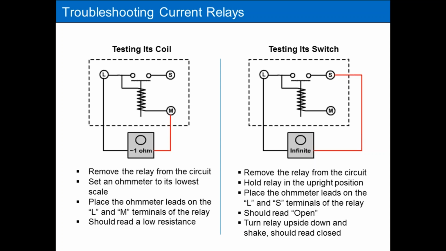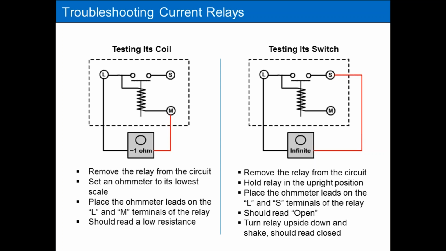Then what you can do as a test is turn it upside down. Since it's a weighted relay, when you turn it upside down, you can force the contacts to close. Turning it upside down, you should see the contacts close, and you should see that shown on your ohmmeter. You should see zero resistance at this point. Sometimes you have to shake it when it's upside down. So you turn it upside down and you give it a shake, and you should see the relay switch closing.